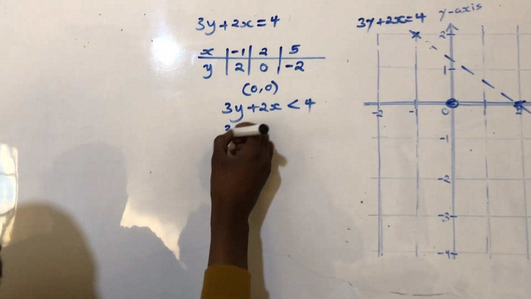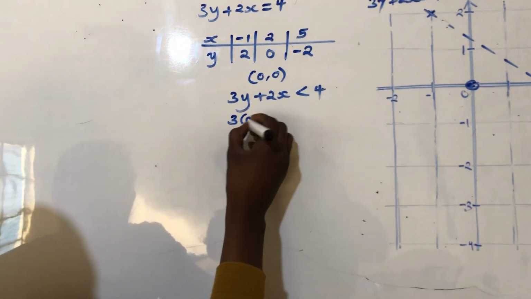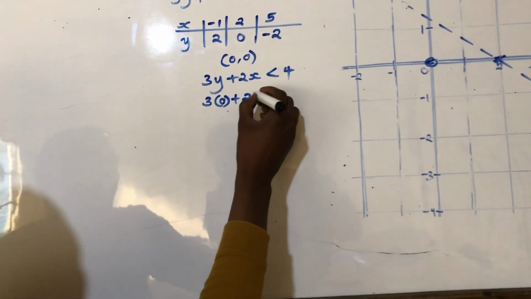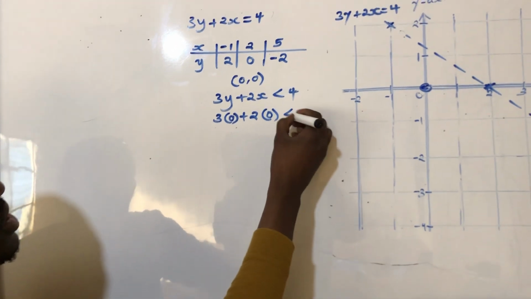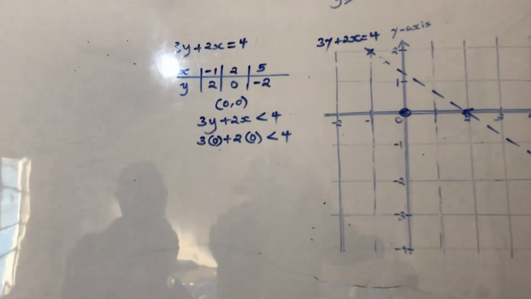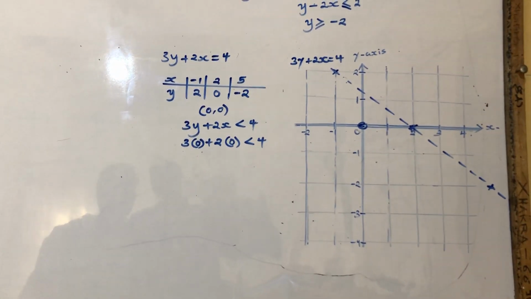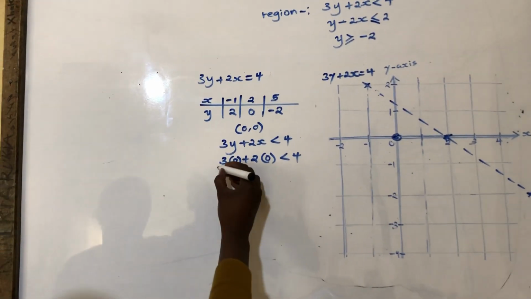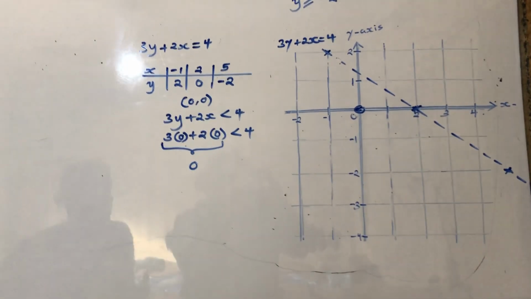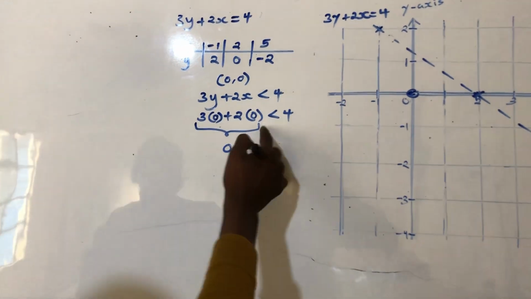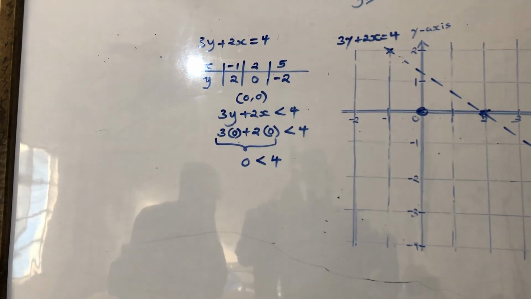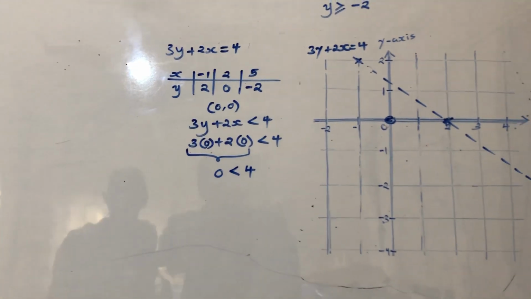In the place of y, substitute 0. In the place of x, substitute 0. Is less than 4. 3 times 0 should give me 0, and 2 times 0 should give me 0, which means the entire thing here would result in 0. So 0 is less than 4. Is it mathematically true or false?